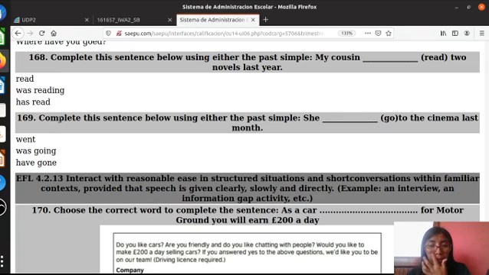The second, complete the sentence below using either the past simple. She go to the cinema last month. So that is the same. Here you have to use the verb in past simple. What is the past simple form of the verb go? Correct. Went. Okay, so she went to the cinema last month. Okay, so here you have to pay attention to the instruction. Okay, aquí lo que tenemos que poner atención es a la instrucción in order to choose the best option.